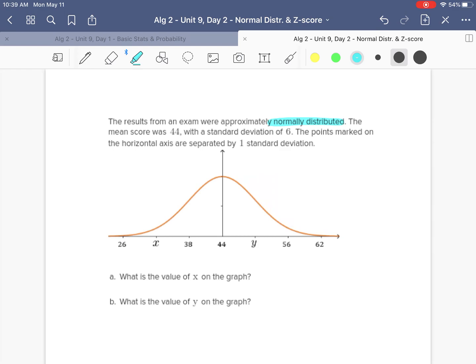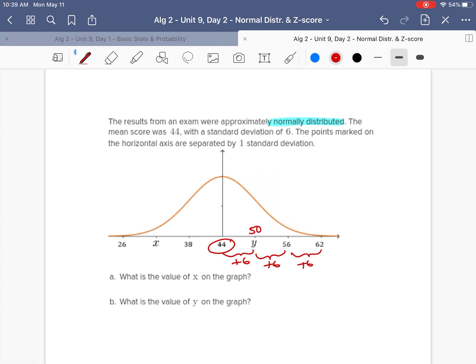The mean score was 44, so you see that's marked right here, with a standard deviation of 6. So that means if I want to go up a line, I go up 6. So this should be 50. Then I go up 6 more. So you see 56, and then up 6 more, 62.